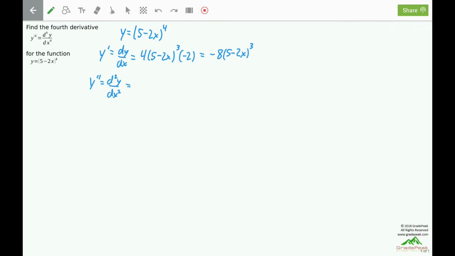Our second derivative, y double prime, or d²y/dx², will itself be then a power rule. We'll bring the 3 down, multiply with the negative 8. That's a negative 24. Leave the inside alone, subtract 1 from the power, and then multiply by the derivative of the inside. I can multiply the negative 24 and the negative 2, and that'll be a 48.